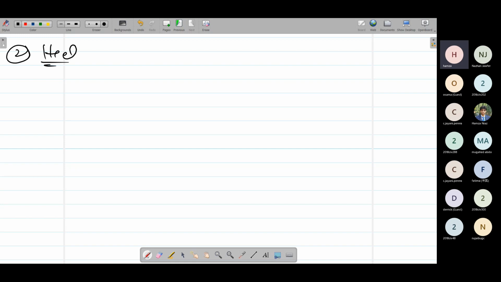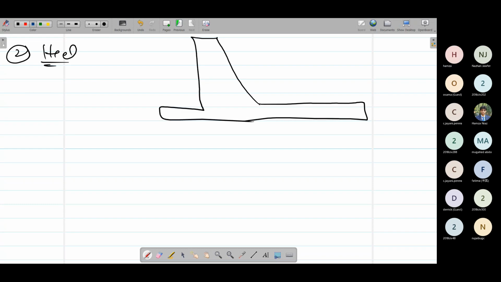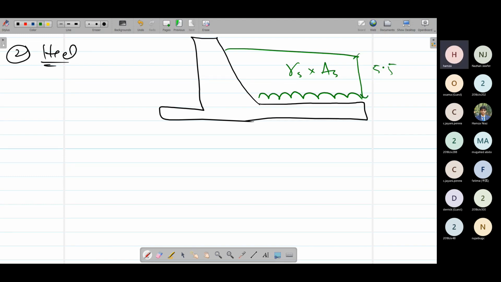The heel is simpler; only the stem is very difficult. So we have this heel. On the heel, what is acting? This soil load is acting, that is gamma times area of soil. For example, the area of soil is 5.5 times 2 meters. So gamma times area of soil, this much UDL is acting on the heel due to soil.